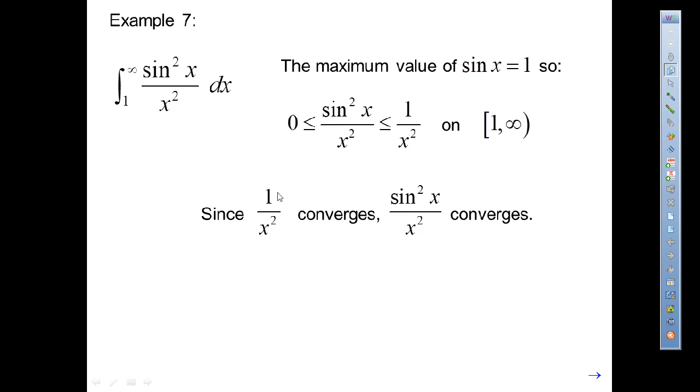All right, and we know since 1 over x squared converges, then sine squared x over x squared is going to converge as well. Now, you're probably trying to think, okay, well, how do we know that this one converges? Do you remember the p-test we did at the very start? Remember, x to the p power, as long as this power right here is greater than 1, that integral is going to converge. So since we've proven that this thing converges, and this thing is always less than it, it means that this must converge as well.